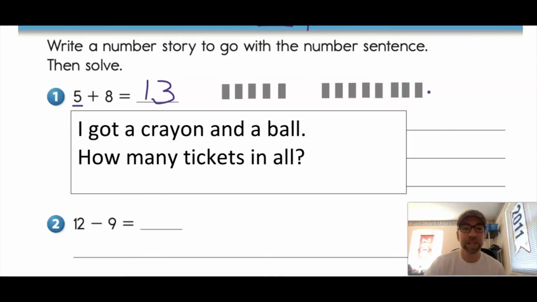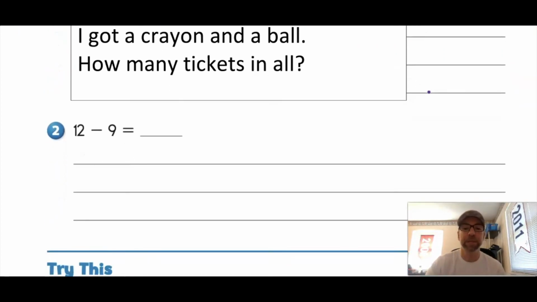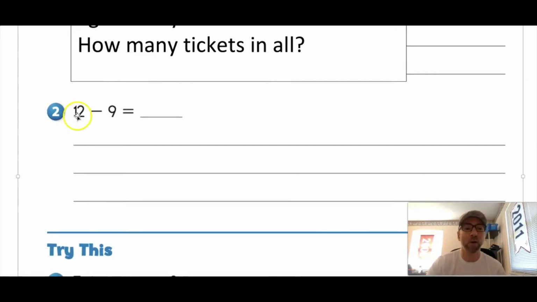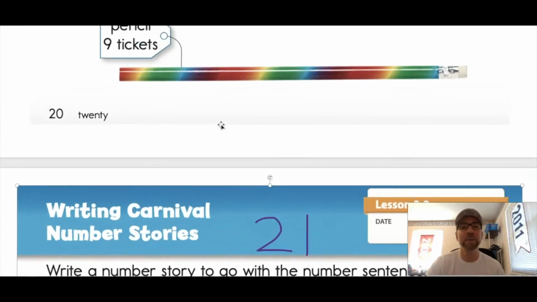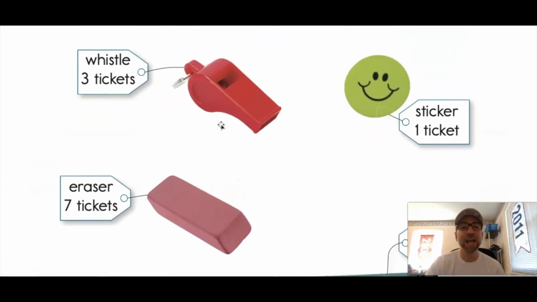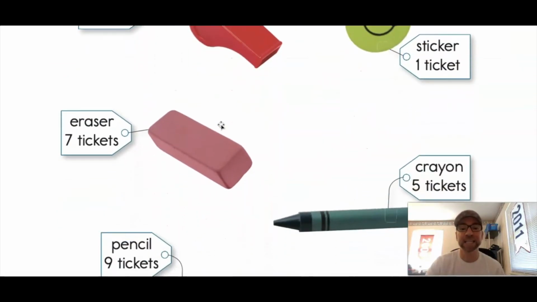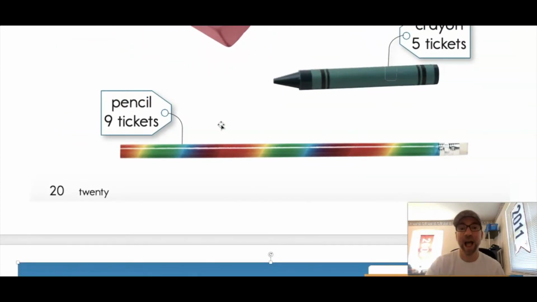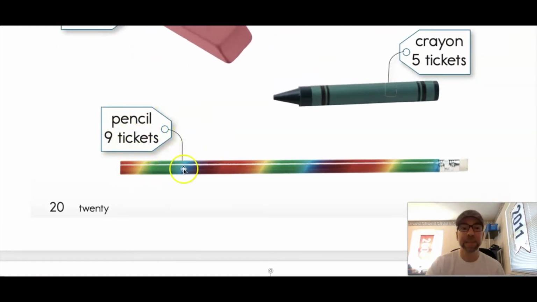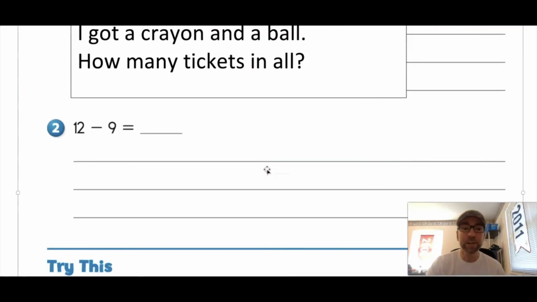Awesome job. Now we have number 2. Number 2 has the number 12 and the number 9. Let's see if we can go back to our poster and find anything that is worth 9 tickets. I see something. There is a pencil that is worth 9 tickets. Well, this time we're giving away those 9 tickets because we want to buy that pencil.